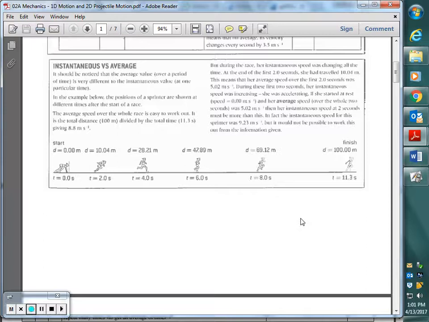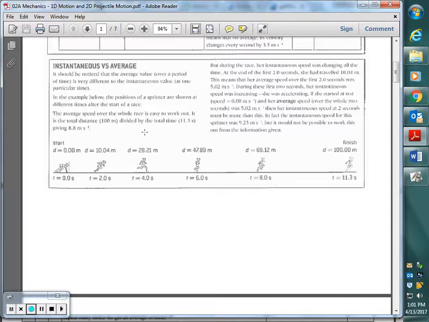That was her average. She's going faster than that here because her average is 5, so half the time she had to be going less than that, and the other half of the time she had to be going more than that. Does that make sense? Right? So there is a difference between instantaneous and average. Average is over a span of time. Instantaneous is at a particular moment. Say again?